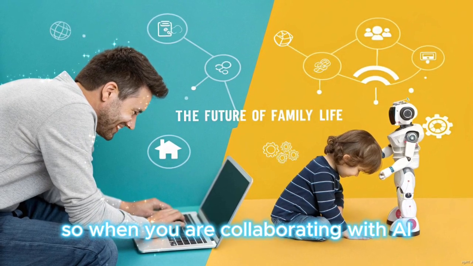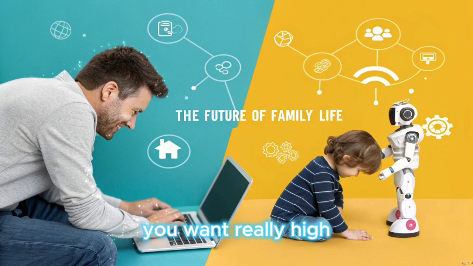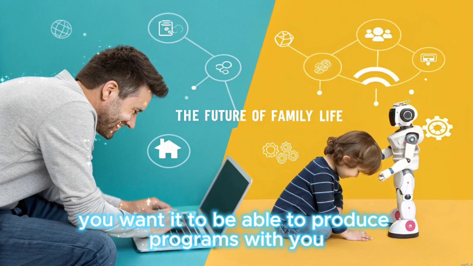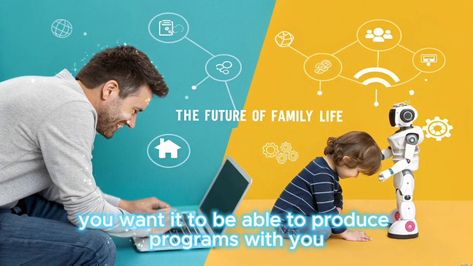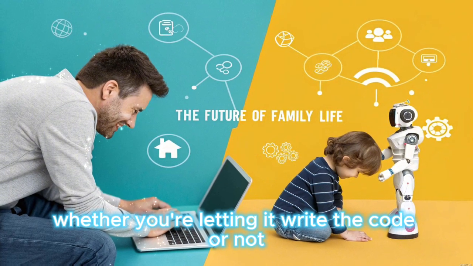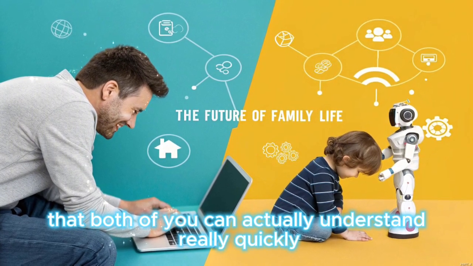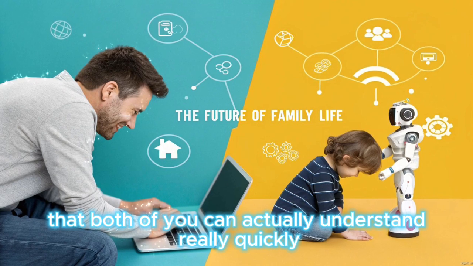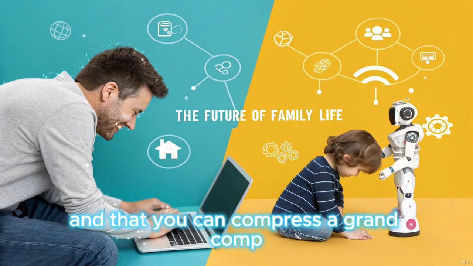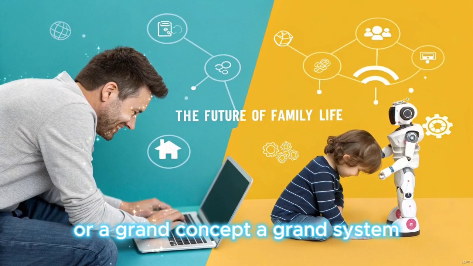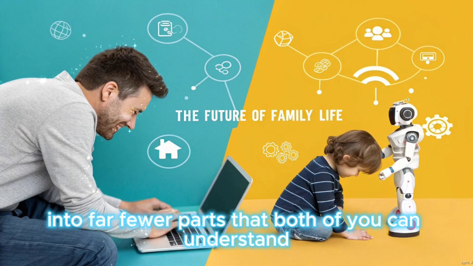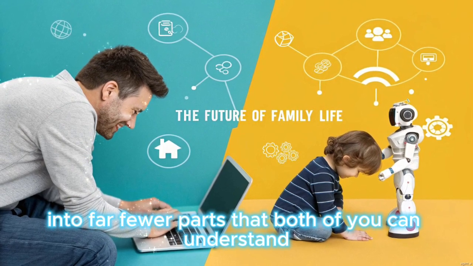So when you are collaborating with AI, you want really high bandwidth. You want it to be able to produce programs with you, whether you're letting it write the code or not, that both of you can actually understand really quickly, and that you can compress a grand concept, a grand system, into far fewer parts that both of you can understand.